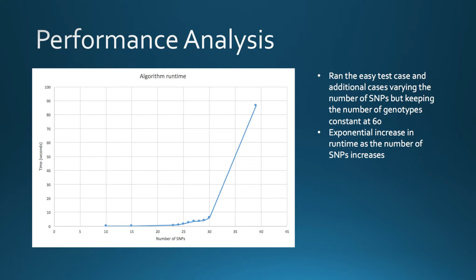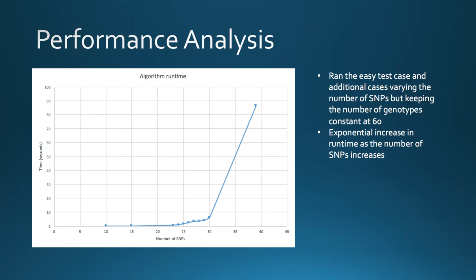So a little bit of performance analysis. I used the easy test case as the basis of my tests. I started with just running the easy test case that was given in the data files. And then what I started to do was vary the number of SNPs, but keep the number of genotypes constant. So the file started with 60 genotypes, each of which had 30 SNPs. And I went as low as 10 SNPs and as high as 39 SNPs.